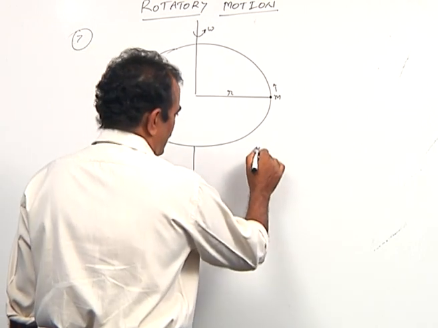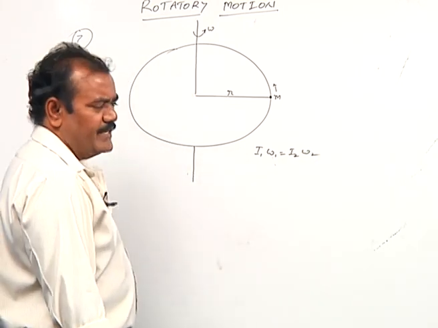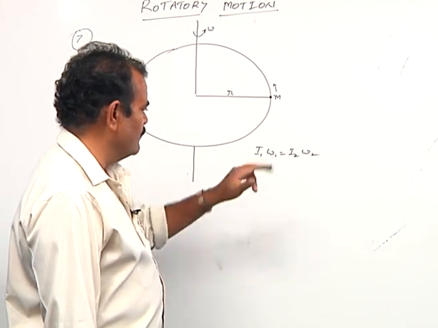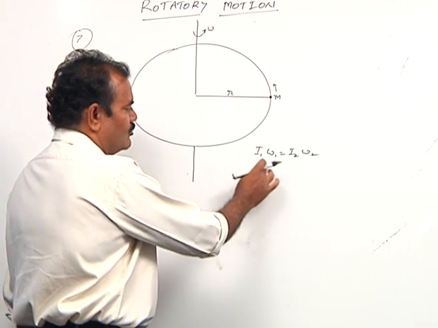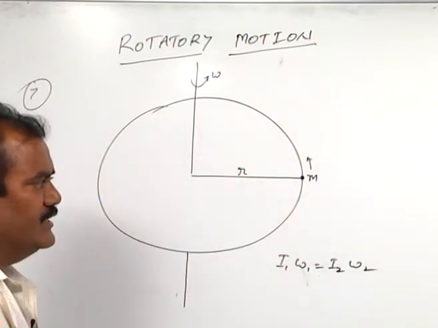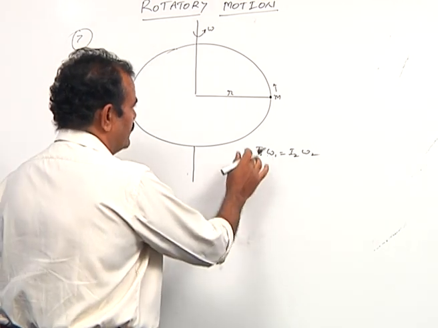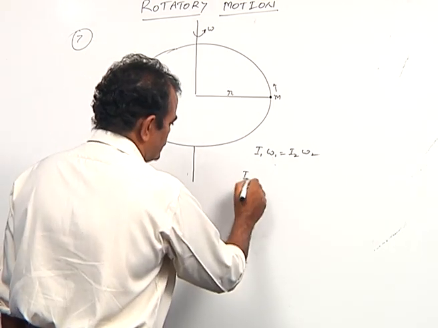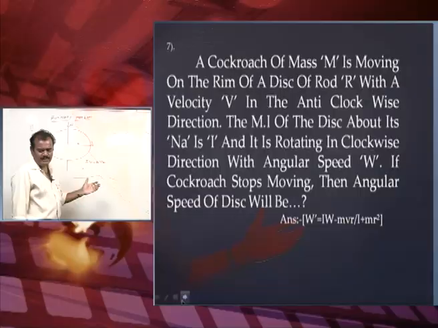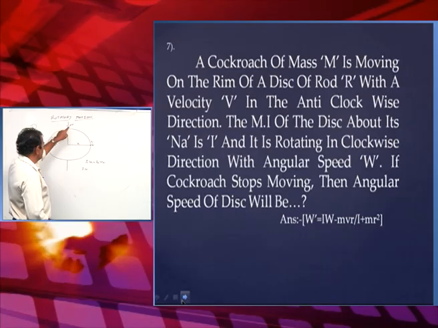Here we are applying I1 omega 1 is equal to I2 omega 2, and there is no external torque, only internal changes. First of all, I1 omega 1 indicates the total angular momentum when the cockroach is moving in anti-clockwise direction at the rim of the disc. For the disc, I1 is taken as I, because it is directly given, and its angular velocity can be taken as omega, which is also given.